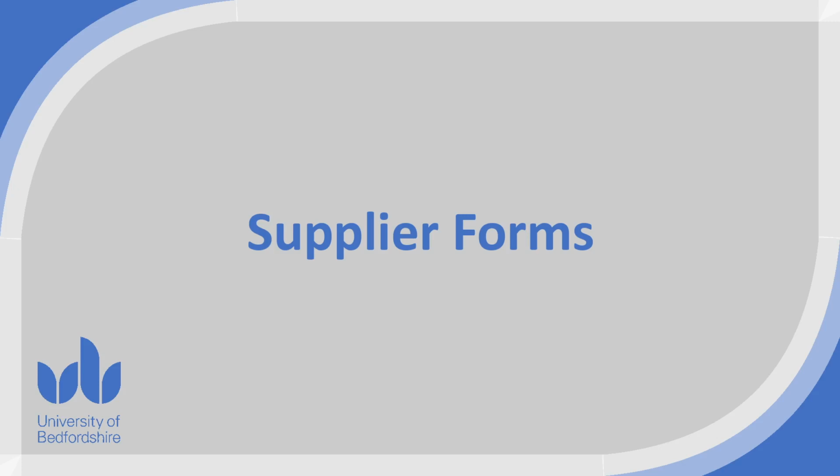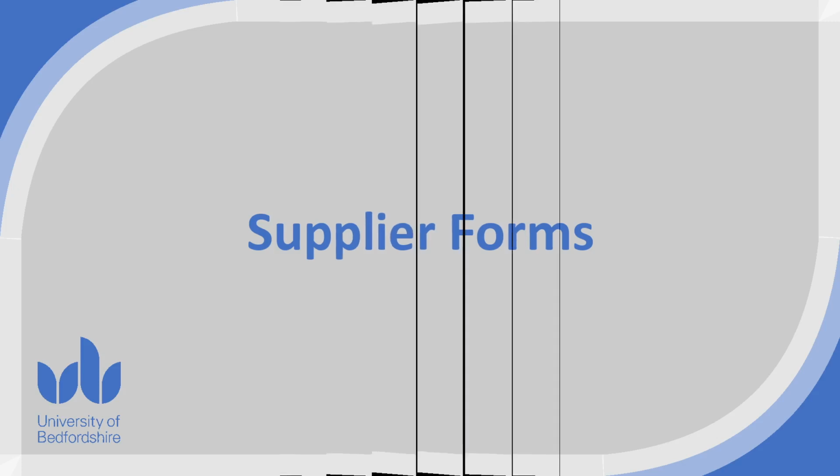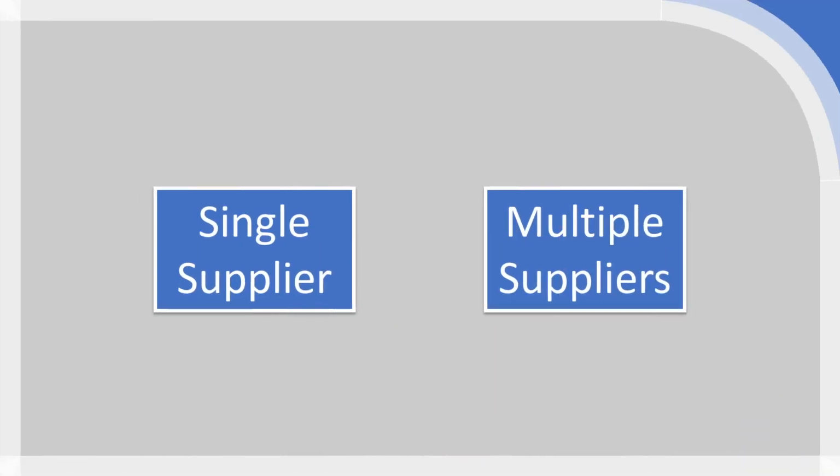Firstly, whether we're going to use a single supplier or multiple suppliers, and then we're going to look at the different types of structural relationships, i.e. the different types of client-supplier form that we can use. So we're going to start with that first decision. Are we going to use a single supplier or are we going to use multiple suppliers?